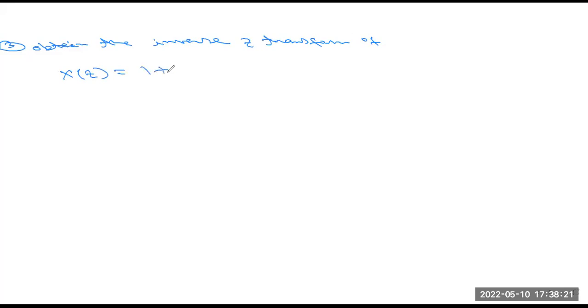Example 3. Obtain the inverse Z transform of X(z), the function given, that is 1 plus 2z^-1 plus 3z^-2 plus 4z^-2. Okay, so we have given this problem.